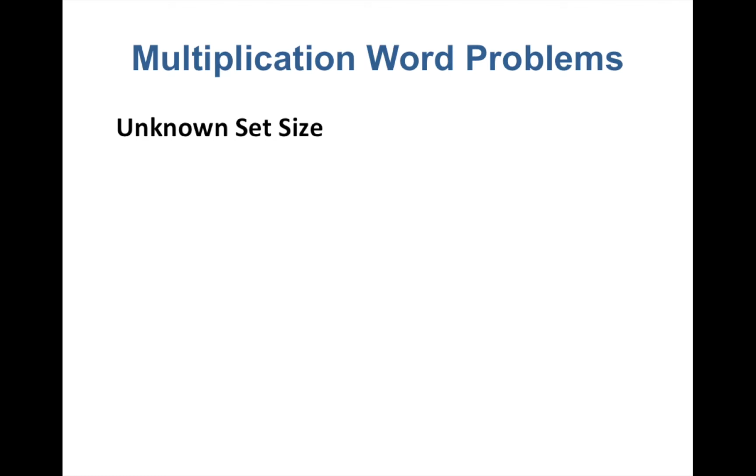Now, the second type of multiplication word problem you might encounter is what's called an unknown set size problem. Sometimes the part that's unknown is the number of items in one set. You're given one factor and you're given the final product, and you need to figure out the value of the other factor in the set. In these problems, you'll use the skills we practiced in Lesson 3 on finding a missing factor.